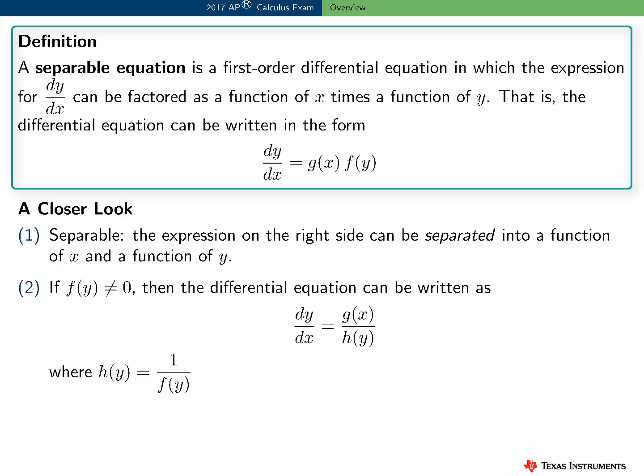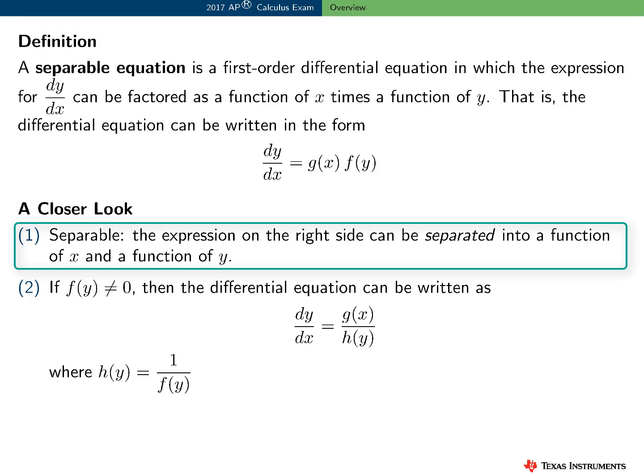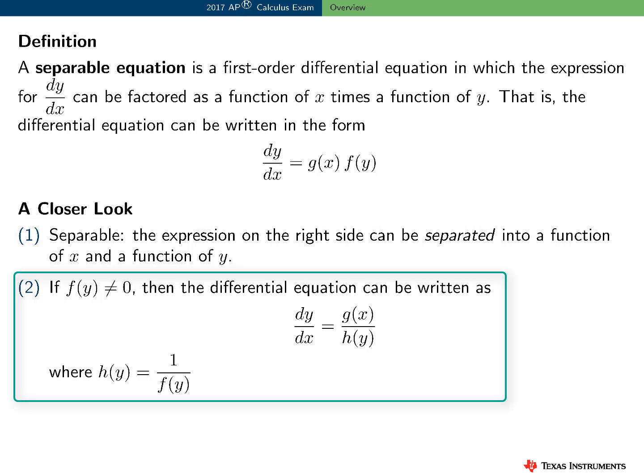A separable equation is a first-order differential equation in which the expression for dy/dx can be factored as a function of x times a function of y. So this means that we can write the differential equation in the form dy/dx equals g of x times f of y. So the equation is separable. The expression on the right side can be separated into a function of x and a function of y.